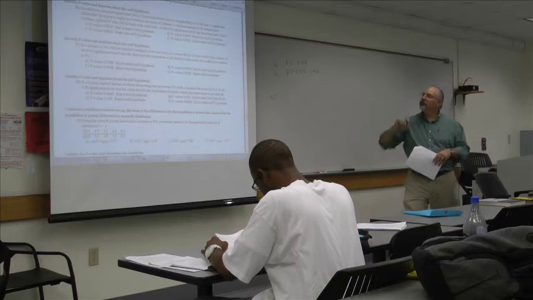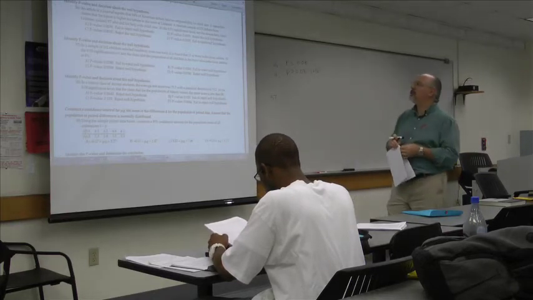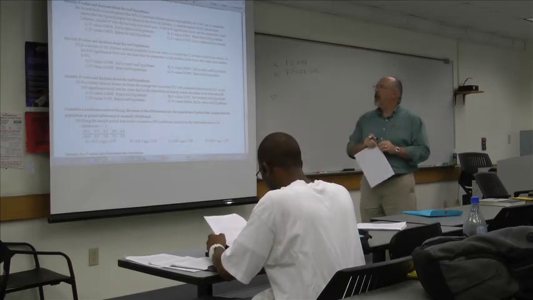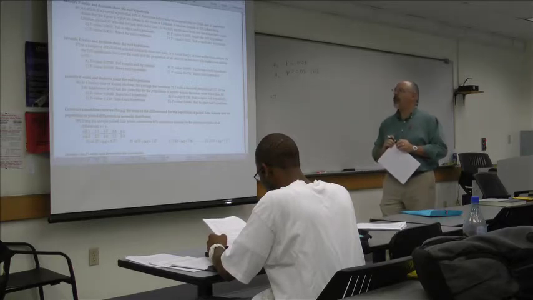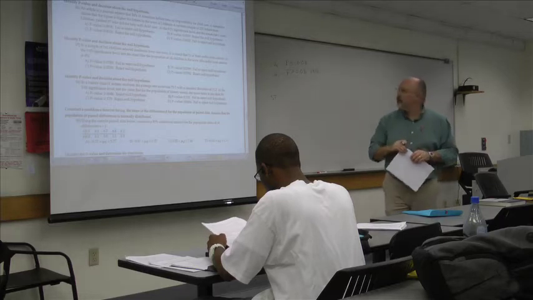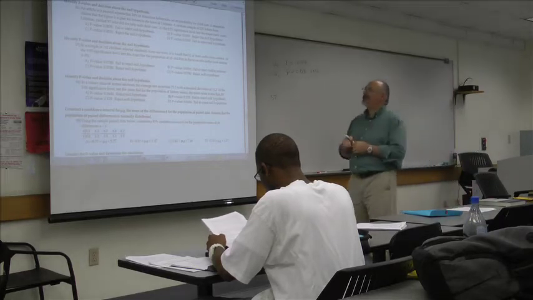Number 37. In a sample of 162 children selected randomly from one town, it is found that 21 of them suffer from asthma. At the 0.05 significance level, test the claim that the proportion of all children in the town who suffer from asthma is 9%. All right, so what's the claim here?